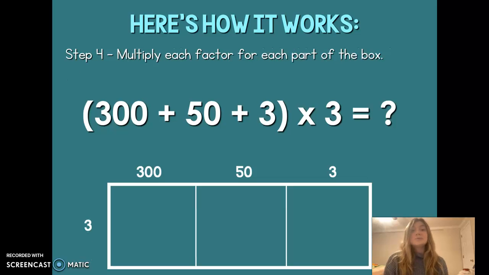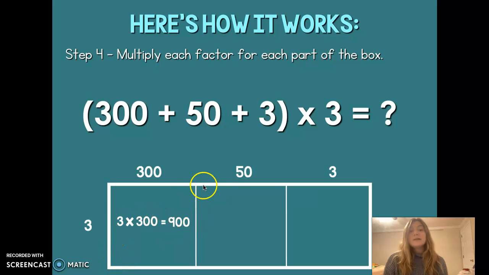Step 4 is to multiply each factor for each part of the box. So in my first box, I'm multiplying 3 times 300. When I do this, I'm going to get 900. It's really important to remember that when we're multiplying with several zeros, or even just 1 zero, to not get overwhelmed. All this is asking is basically 3 times 3, which is 9, and then I just need to add those zeros on at the end.